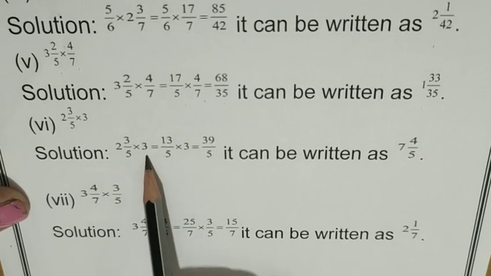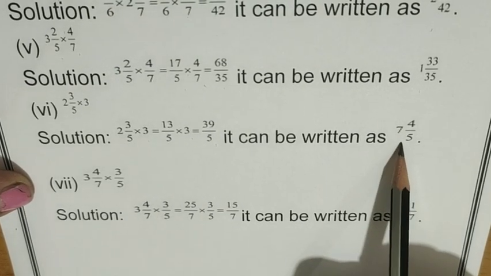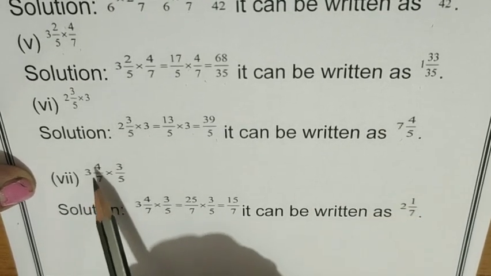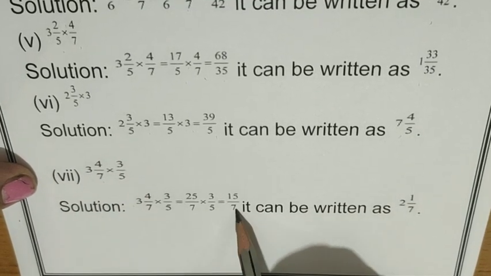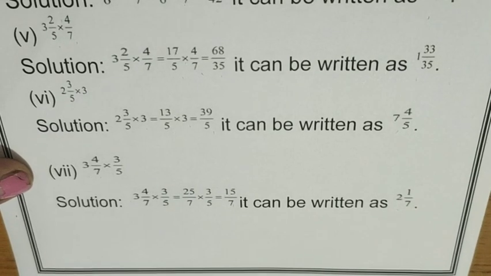2 integer 3 by 5 into 3 means 13 by 5 into 3, again 39 by 5, 7 integer 4 by 5. 3 integer 4 by 7 into 3 by 5. The answer is what? 15 by 7. And the answer is 2 integer 1 by 7.